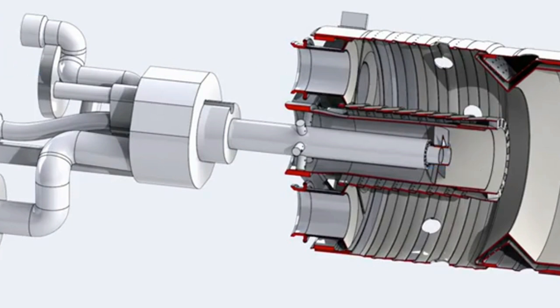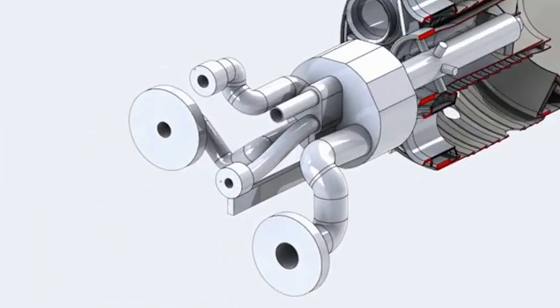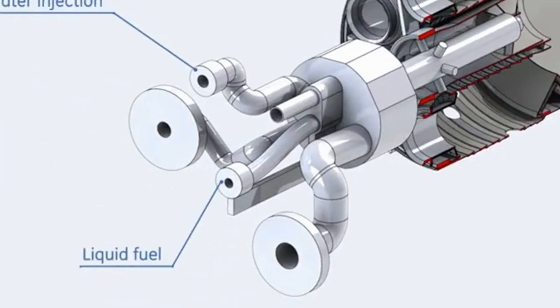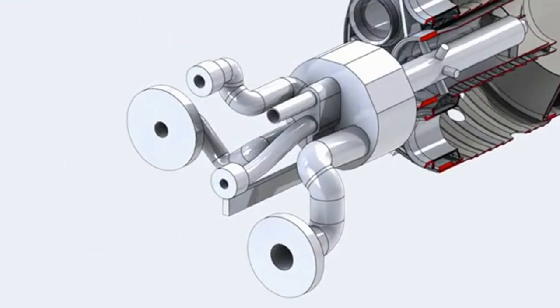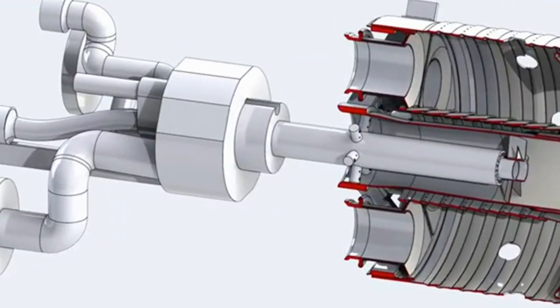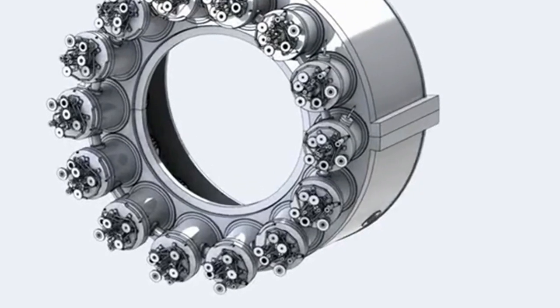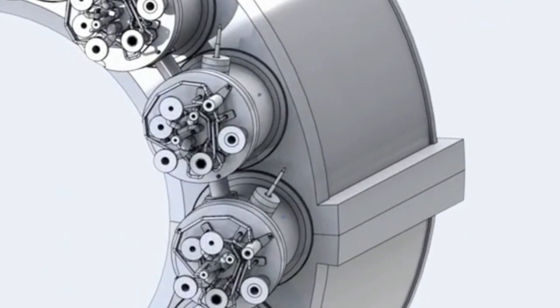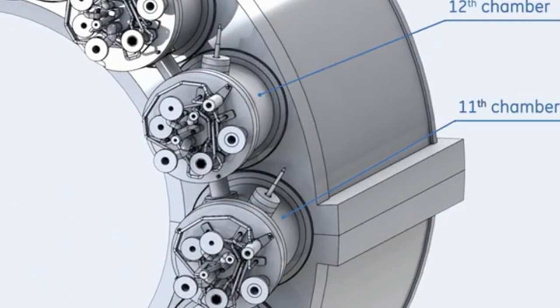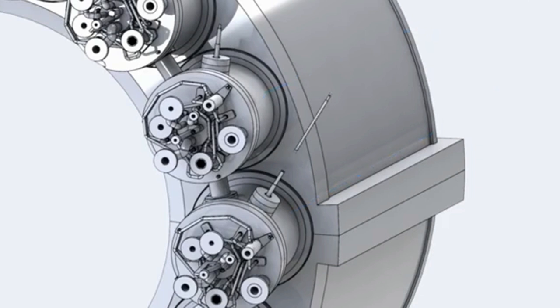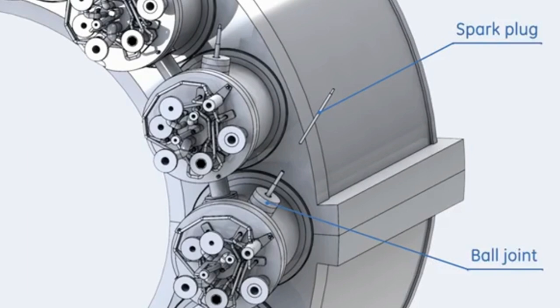Liquid fuel and water flow from the inlet flanges to the combustion zone, where they are injected at the aft tip of the secondary nozzle assembly. Combustion is initiated by means of 2 spark plugs mounted on the 11th and 12th combustion chambers. The spark plug is mounted on the spark plug ball joint. This joint allows adjustment of the spark plug relative to the liner.